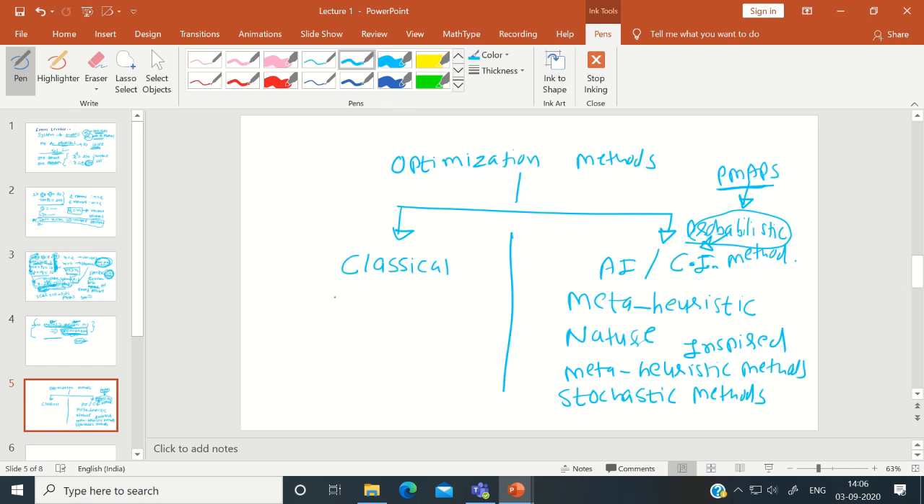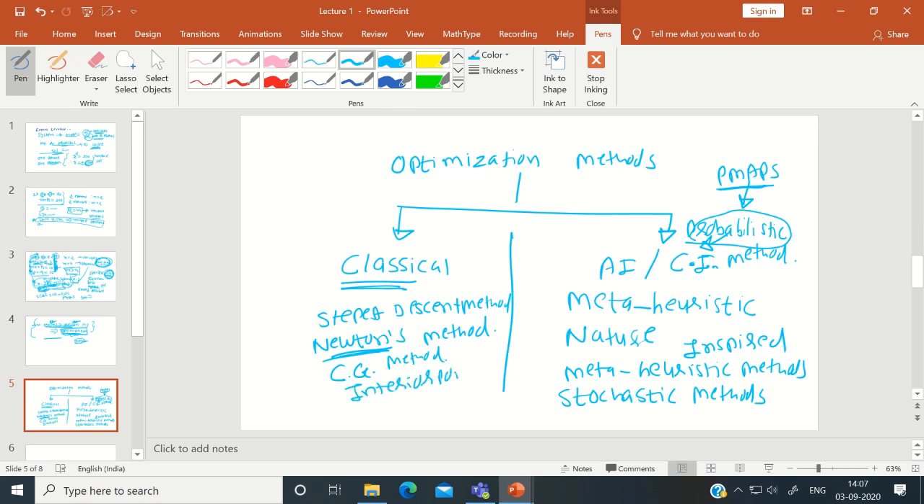Now, classical methods, they are also very good methods. Some of the classical methods are the steepest descent method, then Newton's method. Remember the Newton-Raphson method which you study in load flow analysis and this Newton's method, both are different. This is the Newton's method of optimization, right? Then conjugate gradient method, this is another classical method. Then interior point method, etc.